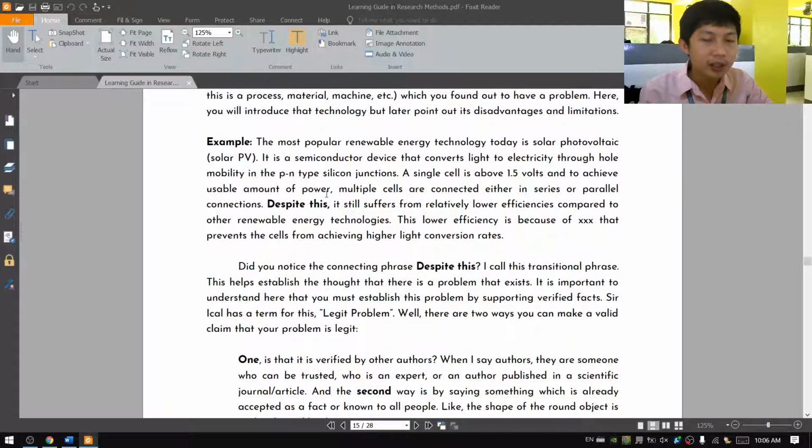Because I already established the fact that RE is widely used, solar photovoltaic is widely used. However, even if it is widely used, there is still a problem. And because there is a problem, that's why I'm going to make a research. Again, you start with a problem. That's the entry point for your research. You start with a problem.